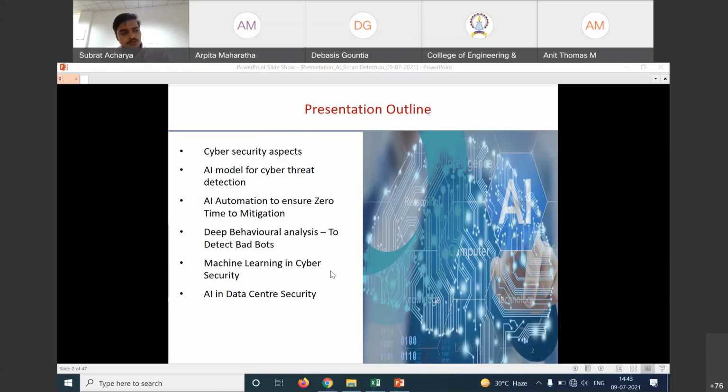Today my session will be mostly on how to collect this data, how to build the model, and how we have to ensure that all these data sources are in a particular format, and those things are properly taken into the model, and the security is ensured.